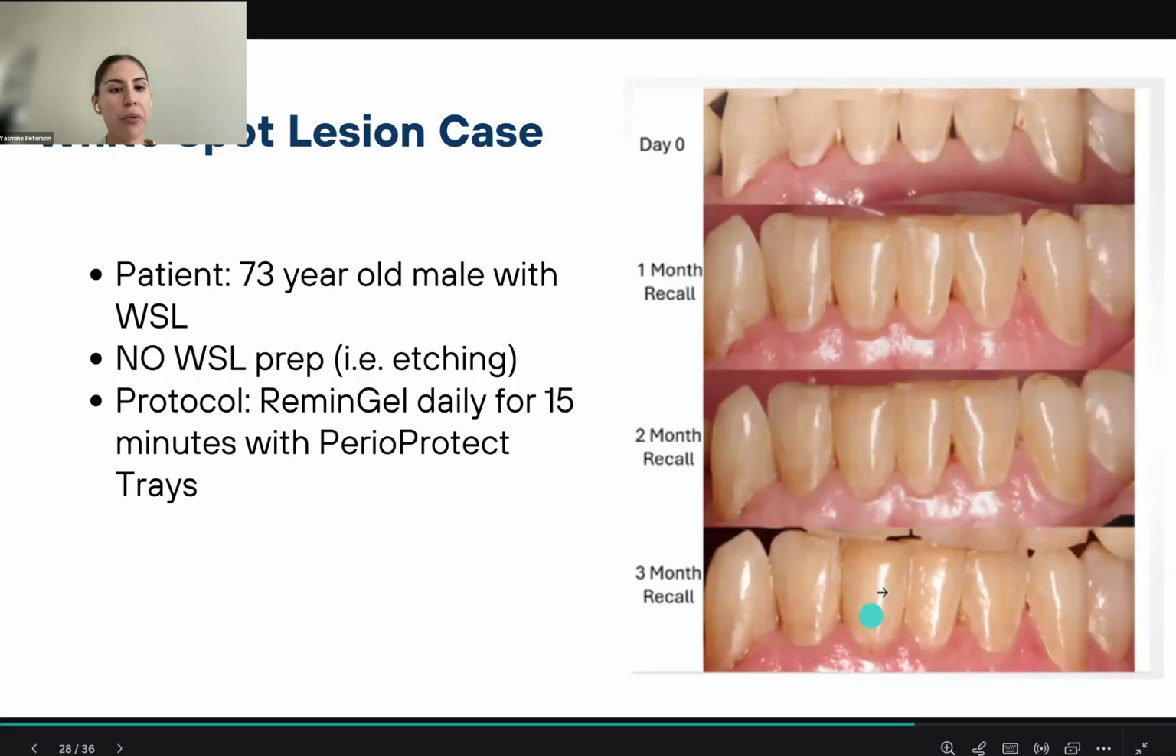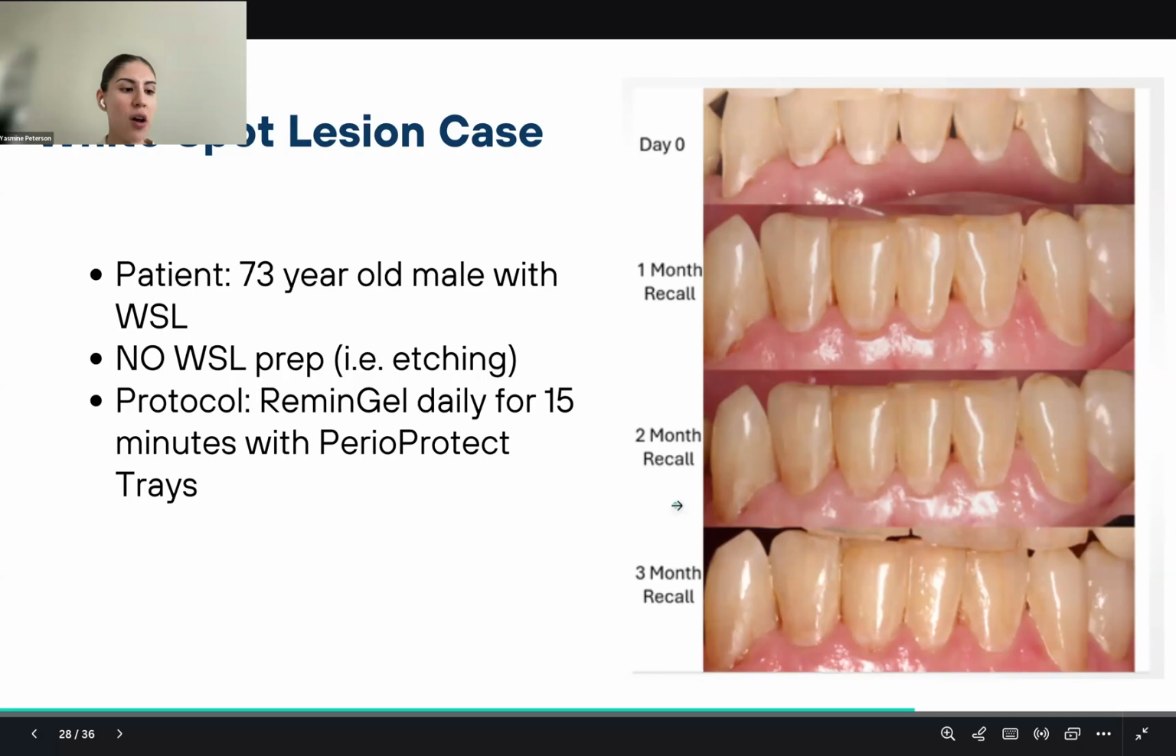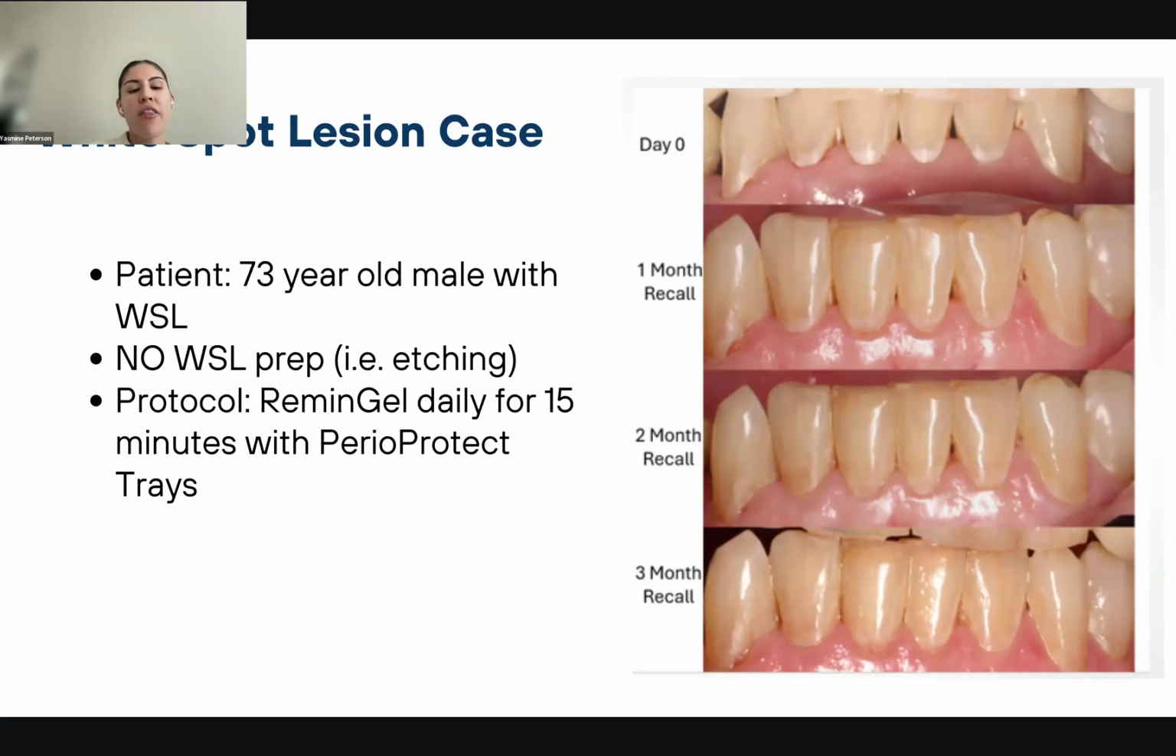And we have white spot lesions. So this is a 73-year-old male with white spot lesions. There was no prep, so no etching here. We just did a cleaning. And his protocol was to use Remingel daily for 15 minutes with PerioProtect trays.